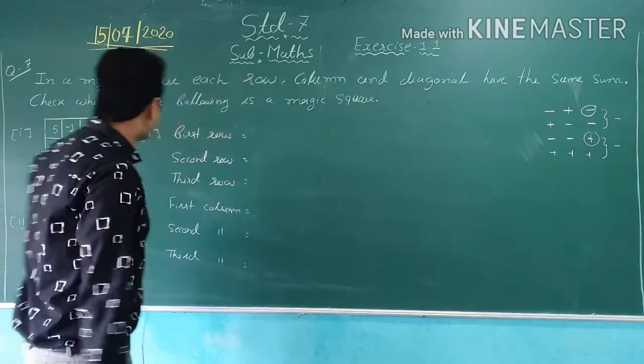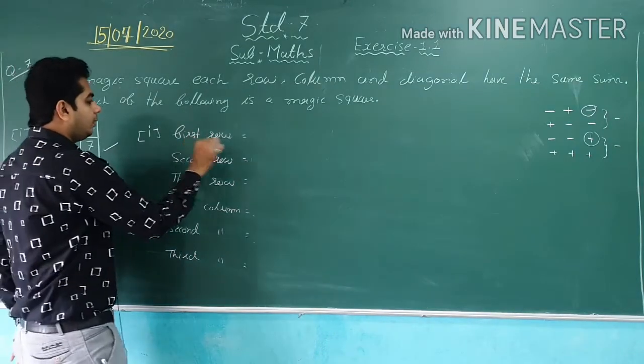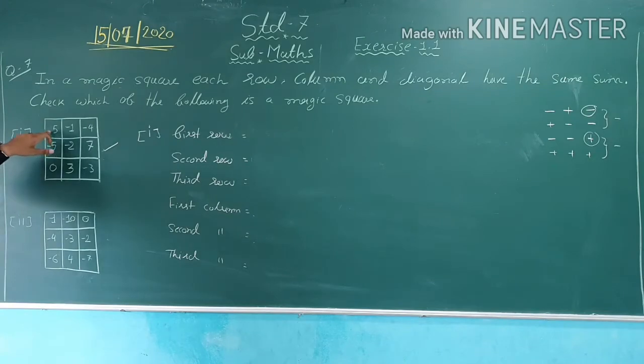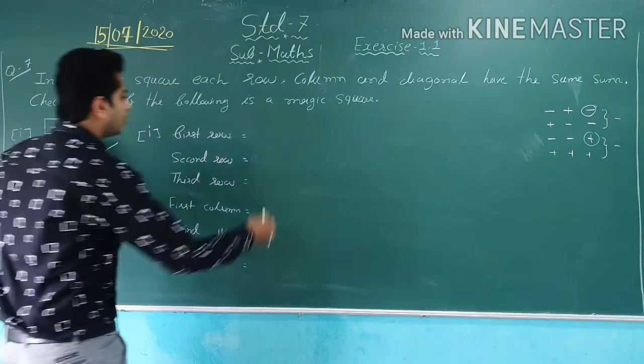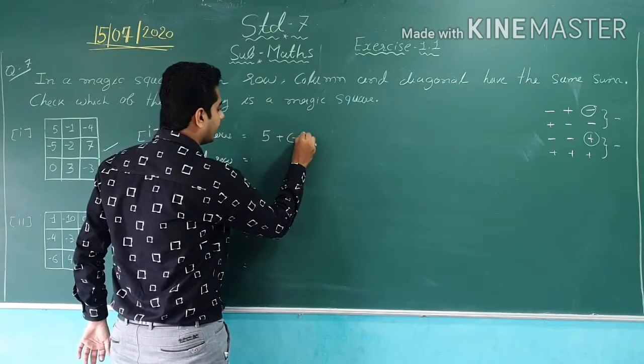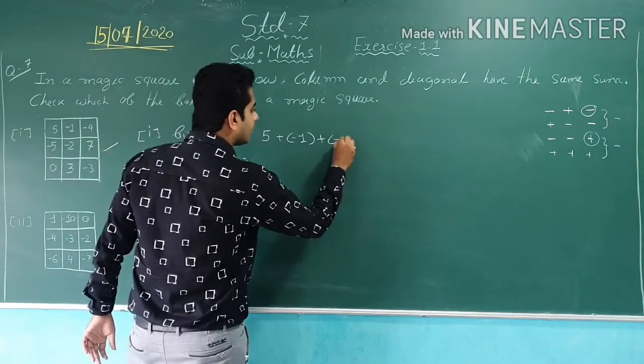So let's take one of them. I'll take this one, the first one. Now we have to write the first row. Where is the first row? Here, as you can see, 5, minus 1 and minus 4. So let's write 5 plus in the bracket minus 1 plus in the bracket minus 4.